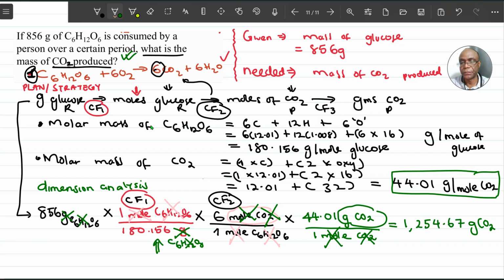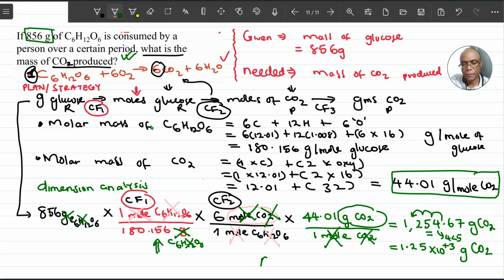So 1,254.67 grams of CO2. Now remember, our problem has 3 significant figures, so I'm looking at these 5 here. I can write this in scientific notation. 1, 2, 3 steps to the left. So it's 1.25. The 4 is less than 5, so all of the rest of the numbers will be ignored. So 1.25 times 10 to the power positive 3, because I'm going to the left, grams of CO2.